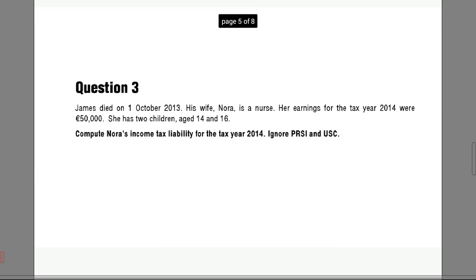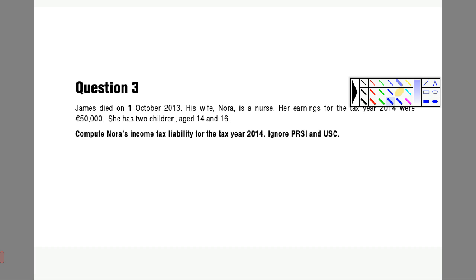It looks as if we have a death here, so it may well be that another credit is going to be relevant to this individual. We've got an individual who's died in October 13. Now, that seems to be significant for me. They've given us that information first, but it's in the 2013 year, not the year that we're doing the income tax liability for. So what else do we know?